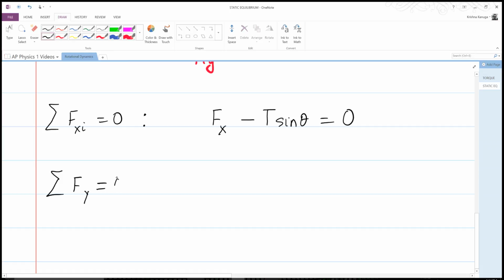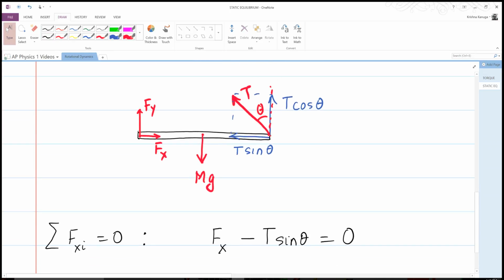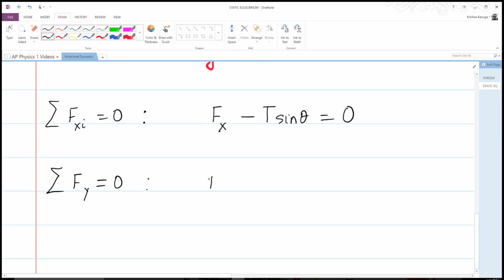So this gives us one equation. Also, the net force along the y direction is 0. If you look at this picture, we have Fy and T cosine theta pointing up, and we have mg pointing down. So we have Fy plus T cosine theta is equal to mg. The first equation I could have written Fx equals T sine theta. It really doesn't make much of a difference.